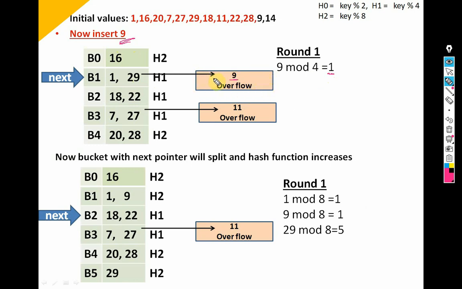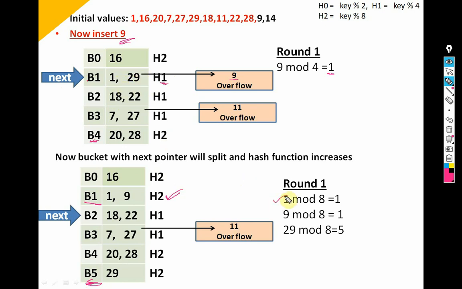Whenever there is an overflow, the bucket which is pointed out by the next pointer should get split, and hence you are getting the B5 here. Previously you are having B4. As the result of this split, you got one extra bucket. And the hash function H1 gets increased, it becomes H2. You observe here, you got H2. And these values are to be rehashed.